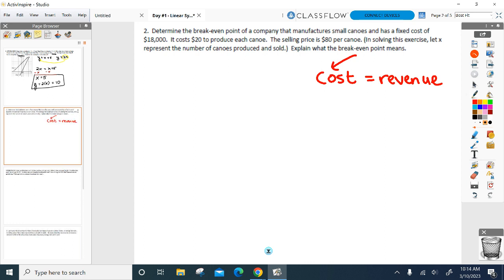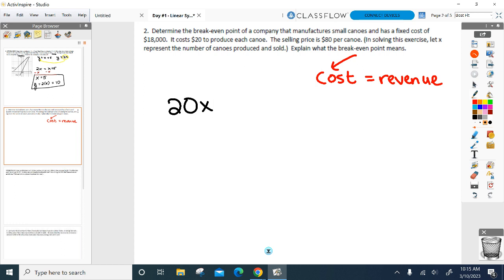And the problem tells us we're going to let X equal the number of canoes. So we're going to use X here. All right, so let's go on the left side. Talk to me about how much it takes to make a canoe. $20. Okay, $20 a canoe, right? So 20X, but there's more though.